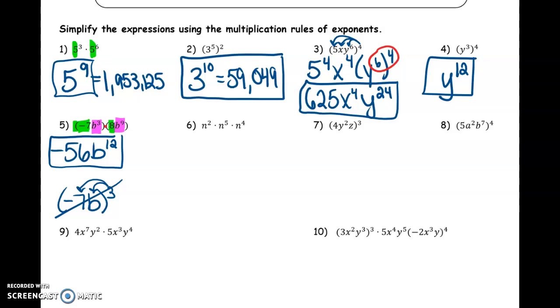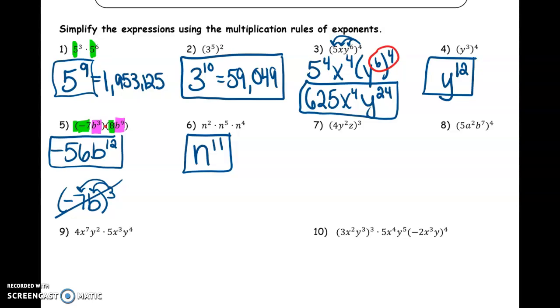Number 6. So here's kind of a basic one, but I wanted to show you that you can do this with 3 terms, bring in more terms here. We have n squared times n to the 5th times n to the 4th. They all have the same base, so I'm going to keep the base the same, and then I add the exponents. So 2 plus 5 plus 4 is 11. So n to the 11th.